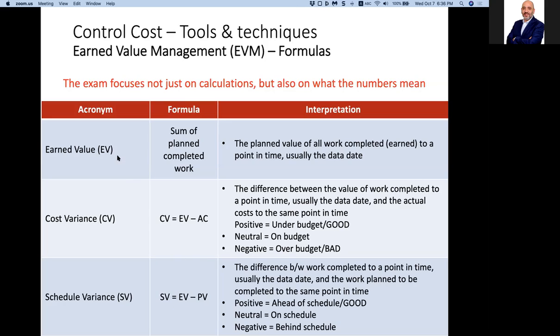What is earned value? It is the sum of planned completed work. It's the planned value of all work completed or earned. Earned comes from accounting, the earned revenue terminology. I am working on a project and invoicing it. How much did I earn progressively from this project? If I want to cut off on 31 December 2020 and close my year, how much revenue should I earn and realize and put in my books? It's not based on the invoice.